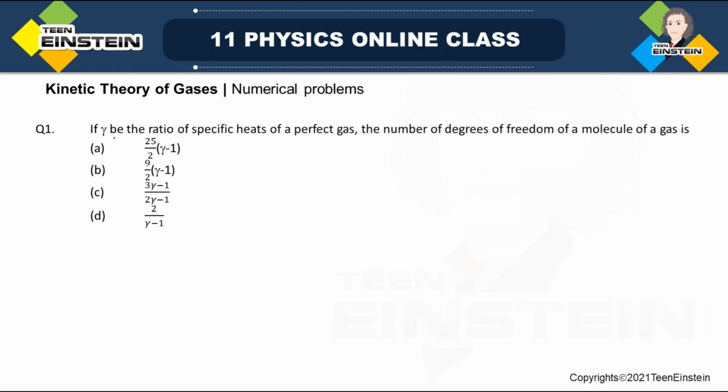it says that if gamma be the ratio of specific heats of a perfect gas, the number of degrees of freedom of a molecule of the gas is: 25 by 2 whole into gamma minus 1, or 9 by 2 whole into gamma minus 1, or 3 gamma minus 1 divided by 2 gamma minus 1, or 2 divided by gamma minus 1. So which one out of these four options will be the correct answer? That you have to find out.